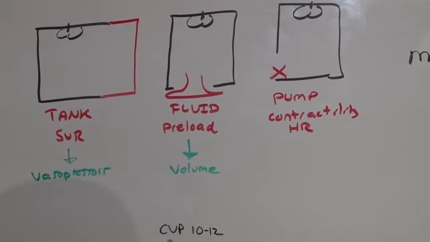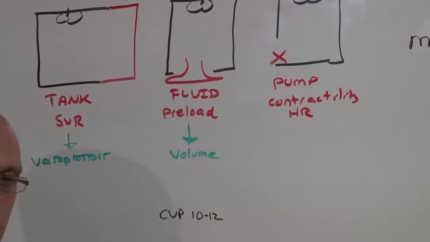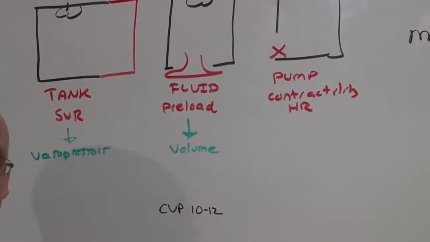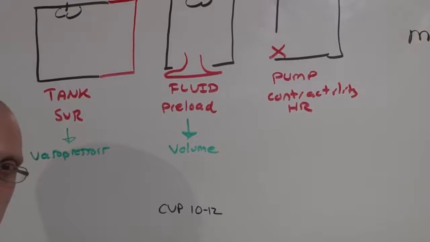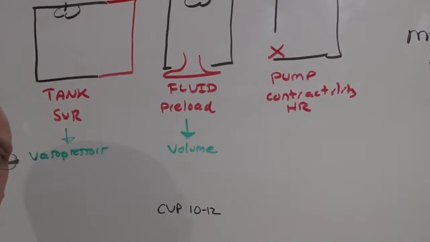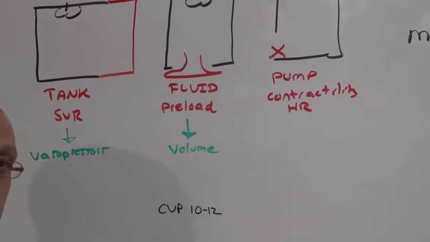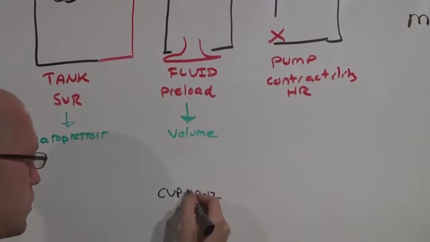If you have a central venous pressure greater than 12, it means that you're overloaded on the right side. You have too much volume coming back to the heart. If you have less than 10, you're dry and you need more volume. It turns out, as we use this more and more, it is incongruent with other assessments.